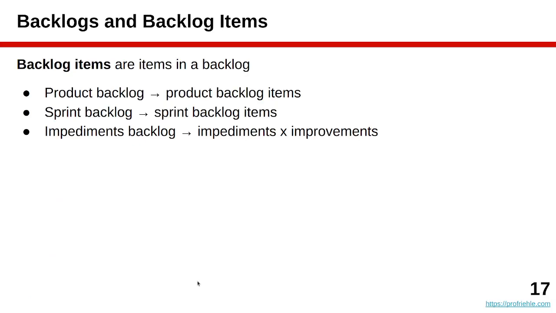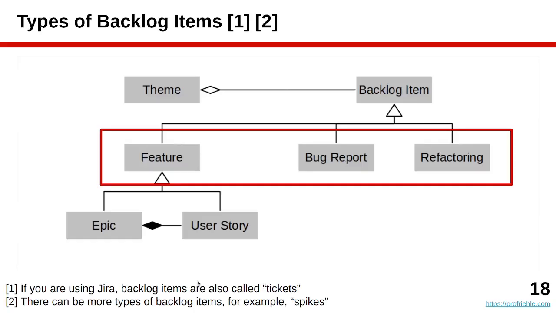So these backlogs have items. Consequently, the product backlog has product backlog items and so forth. These backlog items, in the case of the product backlog and necessarily then the sprint backlog, are usually or ideally features, functionality requirements for the software to be developed. As previously explained, I also accept for AMOS that you put bug reports for bugs there that need fixing.